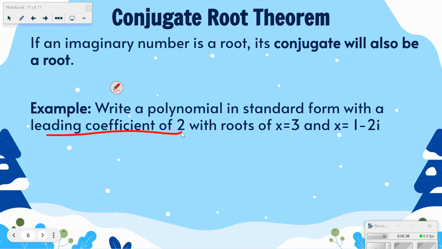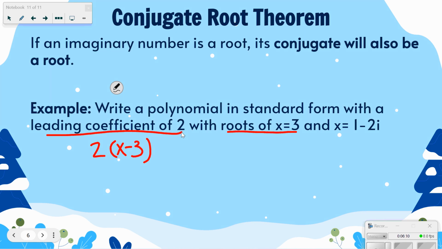One of the factors is going to be x minus 3. Awesome. So if I have a root at x equals 3, I know one of my factors is going to be x minus 3. And I know that leading coefficient of 2 means I got a 2 out here. That's kind of like that k value we typically have. So we also know one of our roots is 1 minus 2i. If I know one of my roots is 1 minus 2i, what else do I know?